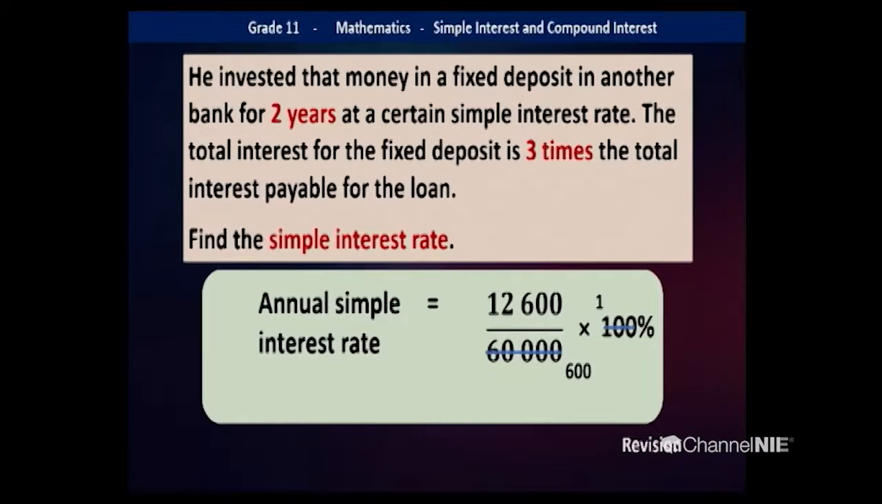100, 600,000, once you divide by 100, the answer is 1 and 600. Then again 12,600 divided by 600, the answer is 21. Then what is the annual simple interest rate? Annual simple interest rate is 21%.